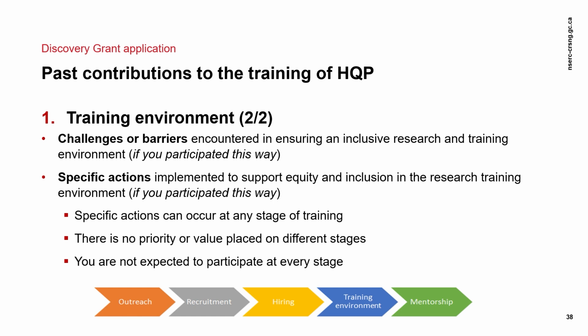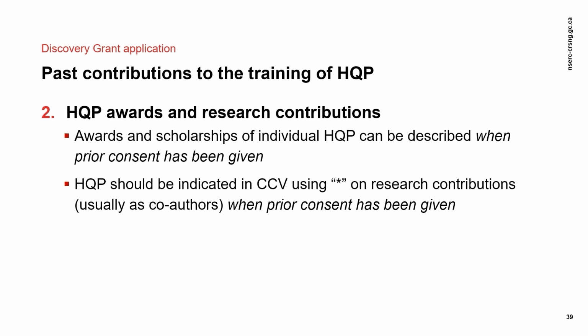We would like to emphasize that trainee demographic data is not requested nor required to assess impacts resulting from consideration of EDI in your past research and training environment. In the HQP awards and research contributions component, you can describe research contributions such as publications, patents, and presentations in your CCV, as well as highlight awards and scholarships and fellowships won by HQP in your HQP application module. The HQP listed on your CCV must be involved in your research and indicated with an asterisk on their contributions.